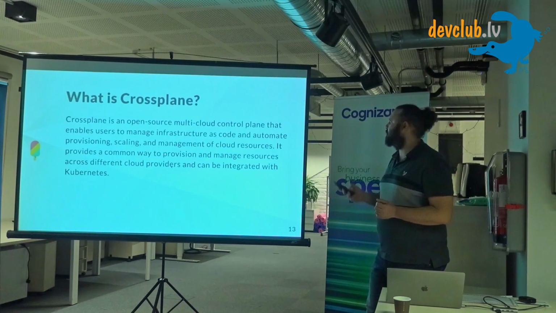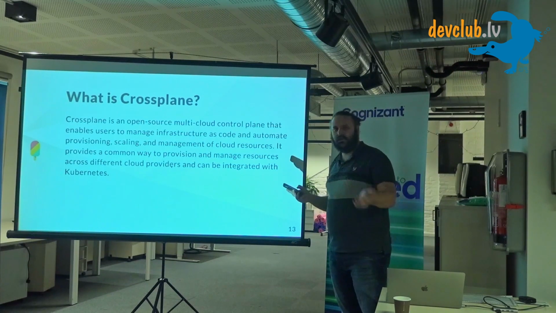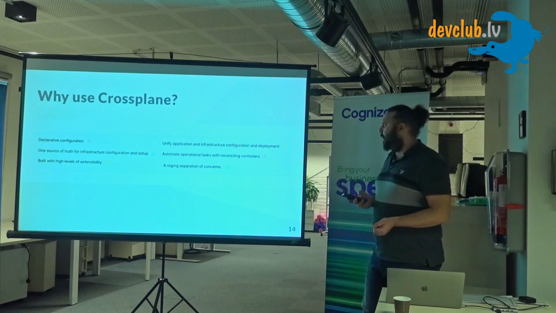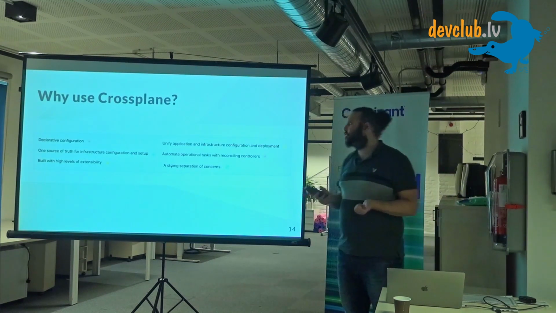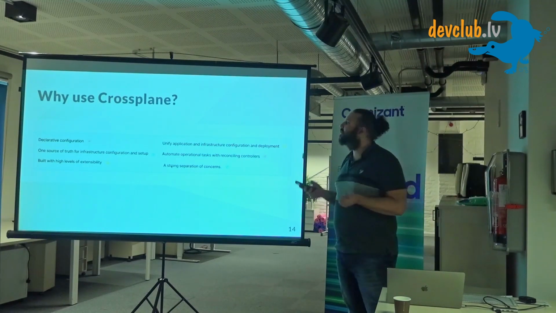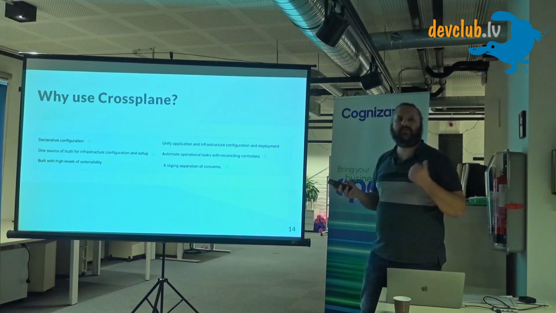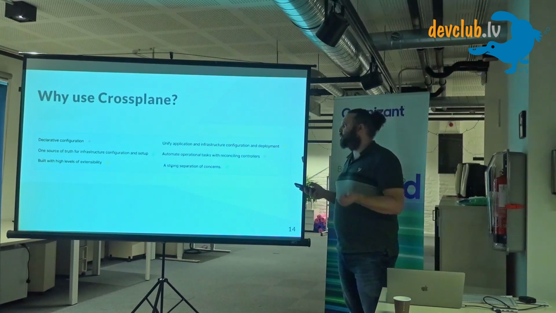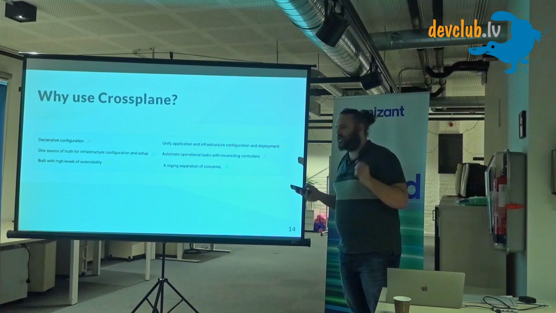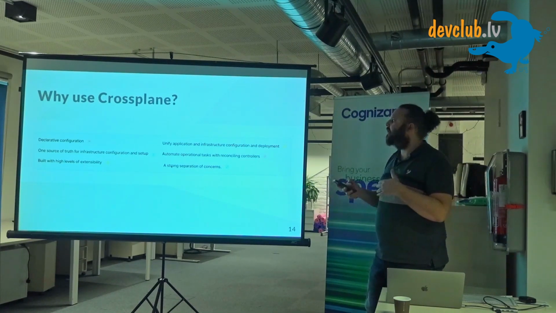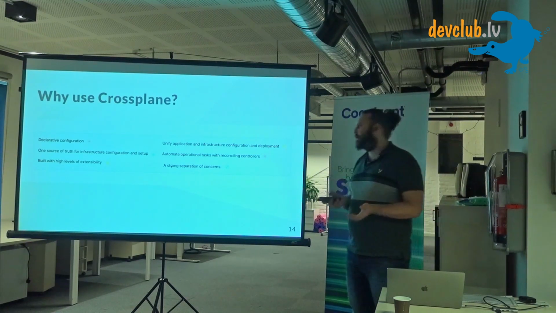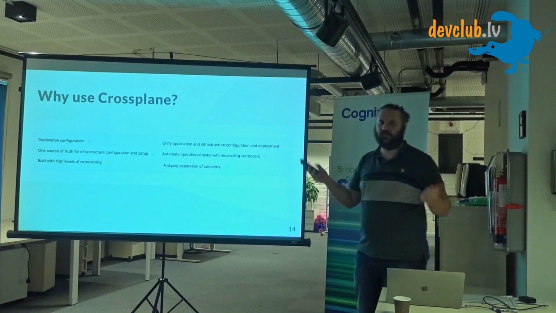Okay, again, what is Crossplane? It's used for multi-cloud infrastructure provisioning, but in the Kubernetes way. Why am I using Crossplane? It's declarative, so it follows GitOps. It's also the trusted source of infrastructure and configuration or setup. So you only have one source of truth, with a built-in high level of extendability. As Kubernetes is easy to extend, Crossplane is also easy to extend. It unifies your application, infrastructure, and configuration deployment as you follow the GitOps principle.